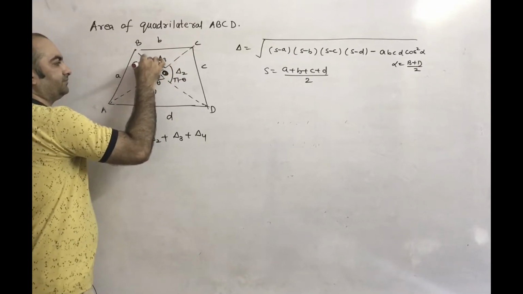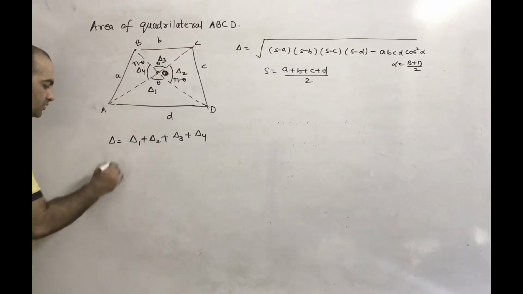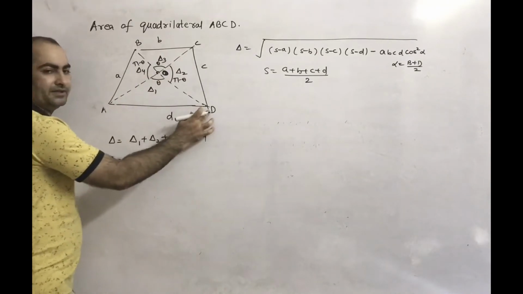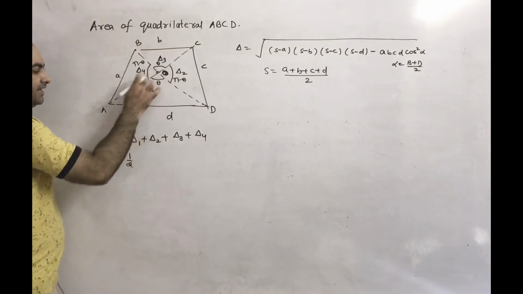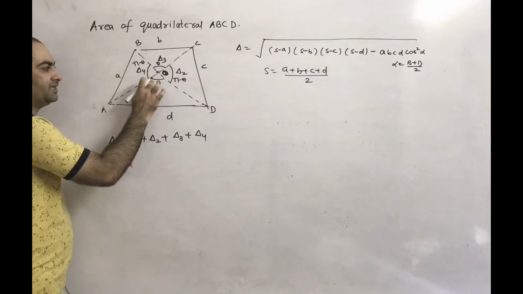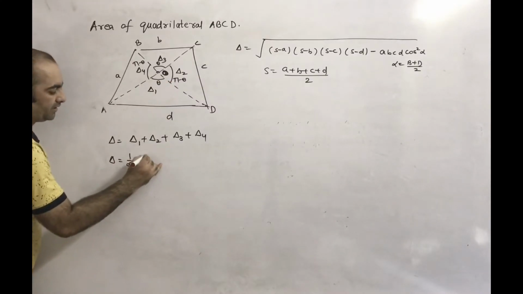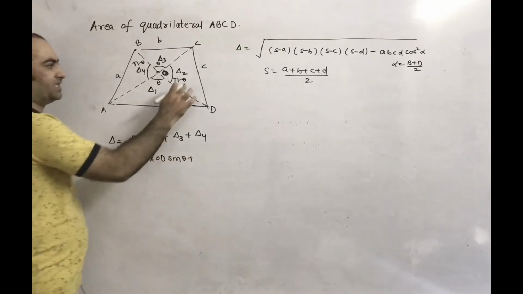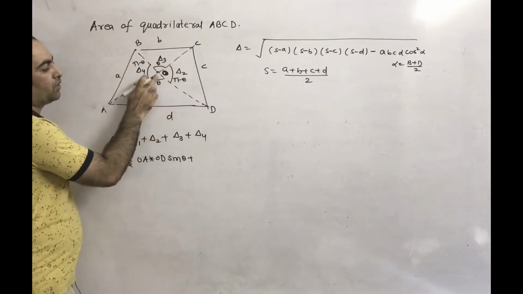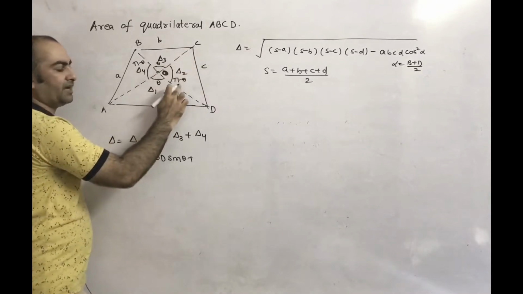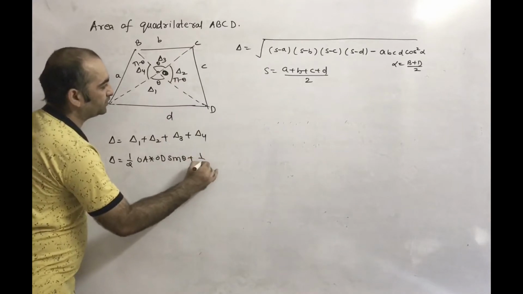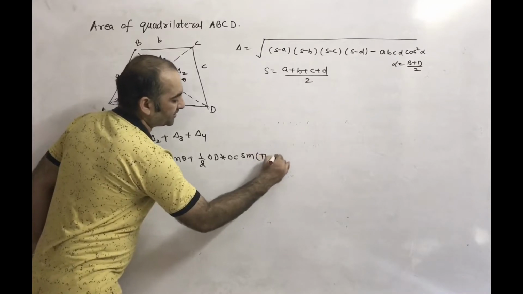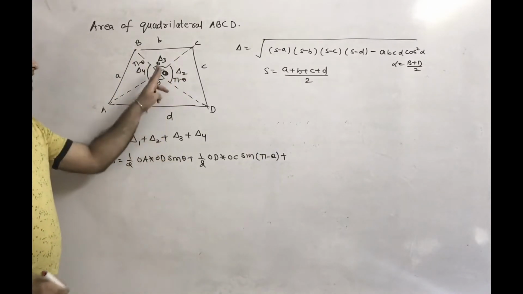Then this angle is pi minus theta. So what is delta 1? Delta 1 is the area of OAD. It is 1 by 2 into side OA into OD, and this angle is theta, so sine of theta. So OA into OD into sine theta plus delta 2, which is 1 by 2 OD into OC, and this angle is pi minus theta, so 1 by 2 OD into OC into sine of pi minus theta, plus this one, area delta 3.